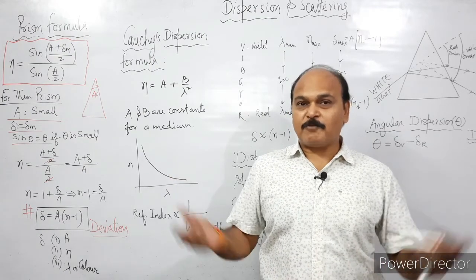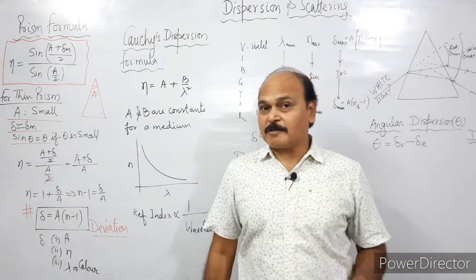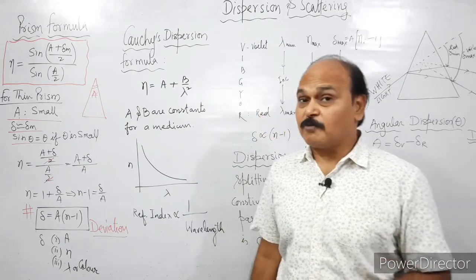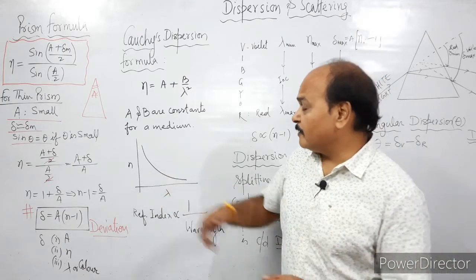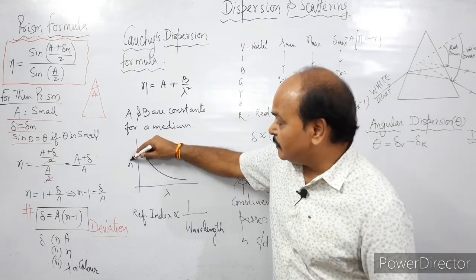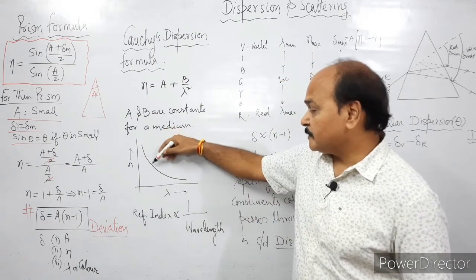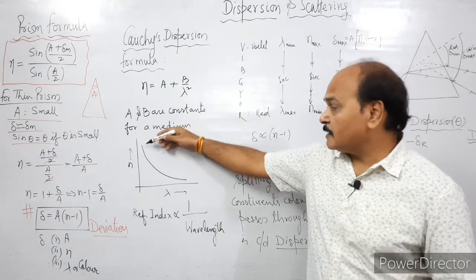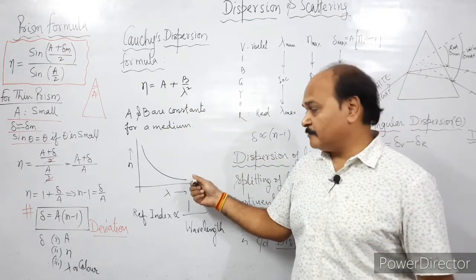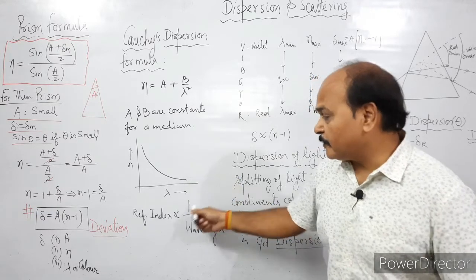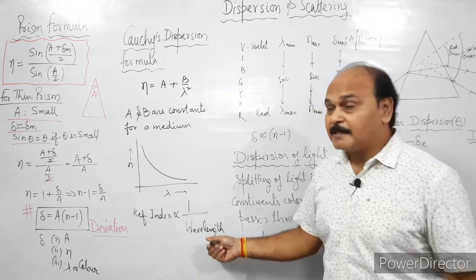We say the refractive index of water is 4 by 3. So this 4 by 3 is the refractive index of water only for the mean color, and that is yellow color. And this n, the refractive index of the medium, varies inversely with wavelength, and that's how we make a graphical plot. The n versus lambda graph is a rectangular hyperbola as shown here. Very, very important graph. So refractive index is inversely proportional to wavelength of light.